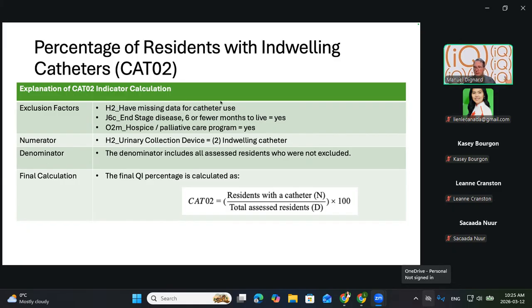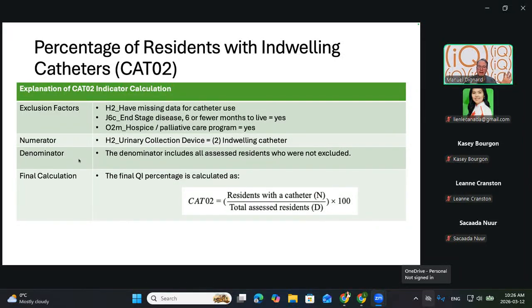I have 100 people in my home. I'm going to look for these exclusion factors. Is any of the data missing for bladder? Is end stage disease coded as yes? Is hospice program coded as yes? So if I have 100 residents, and two of them are on end stage and hospice, then only 98 of them will be part of my denominator, right?